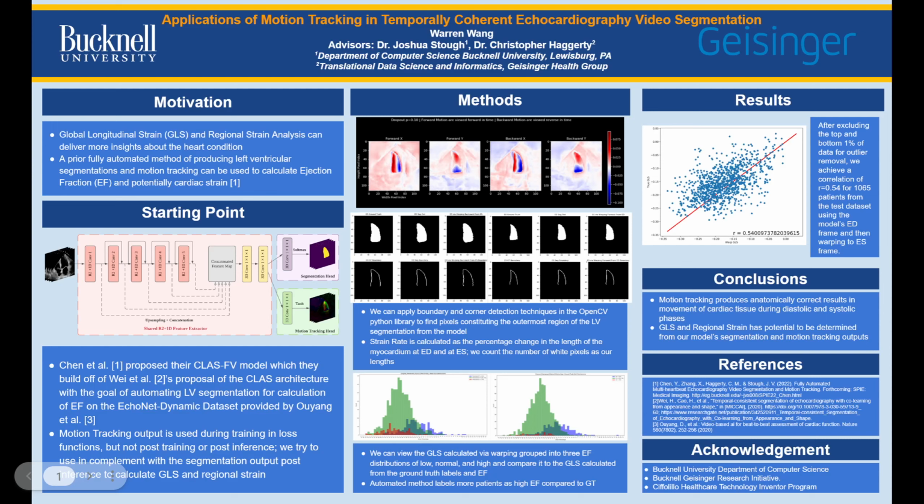Hi, I am Warren and I am working with Dr. Starr and Dr. Haggerty this summer on the applications of motion tracking in temporally coherent echocardiography video segmentation.